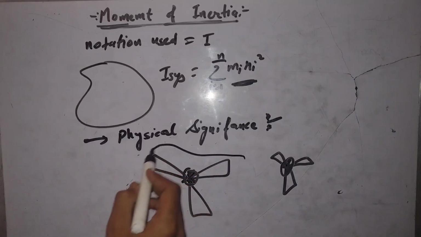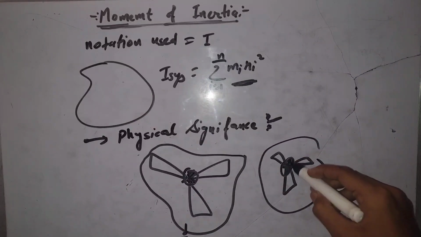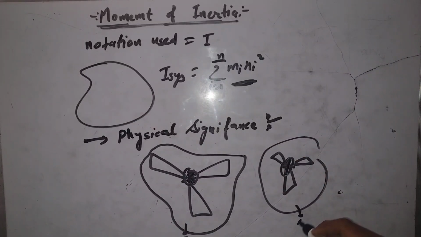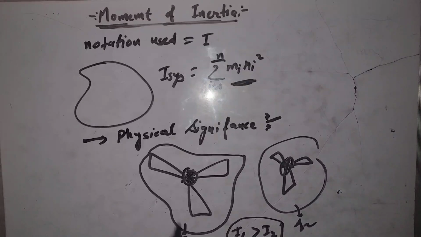So because the mass is distributed far from the axis of rotation, it will have more moment of inertia. I'm calling it I1, and the moment of inertia that this will show along this particular axis, I'm calling I2. Looking at this formula, we can predict that I1 is greater than I2. Because I1 is greater than I2, we can say that I1 will have a slow start.